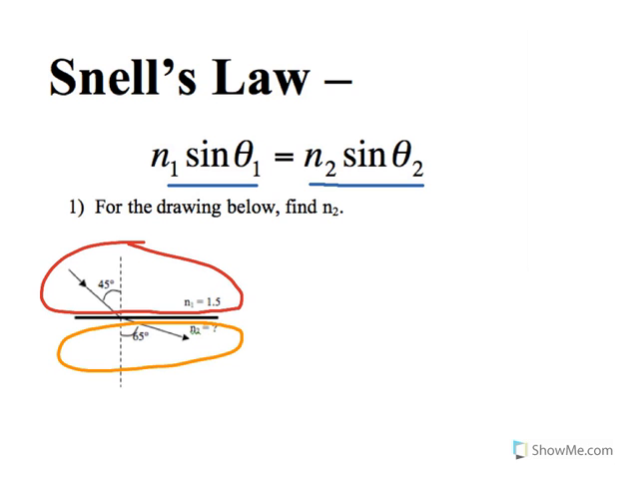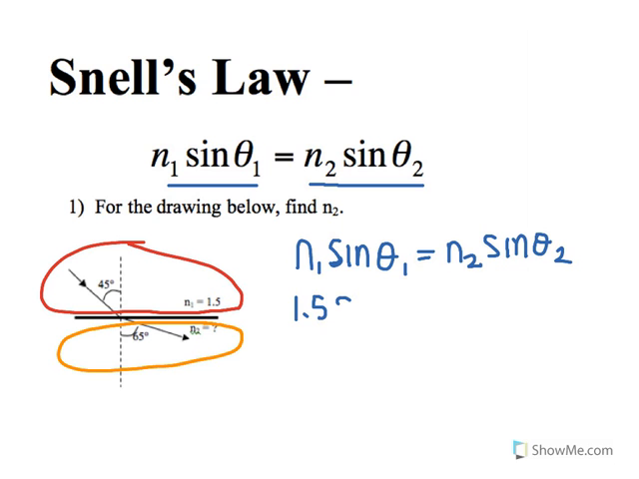So let's go ahead and do this calculation. And I'm going to use Snell's law, n1 sine theta 1, and it doesn't really matter which one's 1 and which one's 2. And so I start, as always, with an equation. Let's start plugging in our values. In this problem, n1 has a value of 1.5. My angle is 45 equals n2 times the sine of 65.